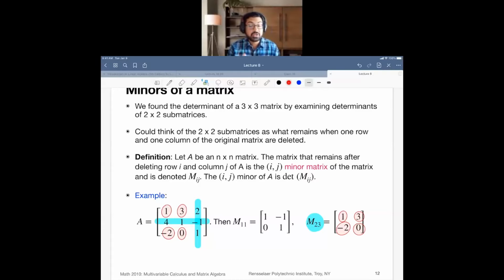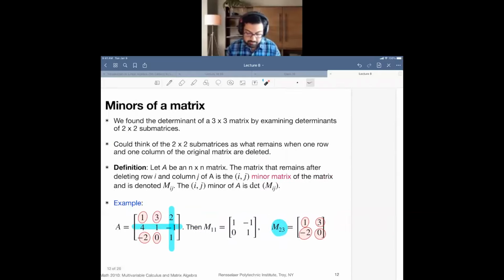So the determinants of the minors, along with the sign, will help you with finding the determinants of larger matrices because they will be cofactors. And all you would have to do is take a particular row or column and multiply with their corresponding cofactors and you have the determinant.